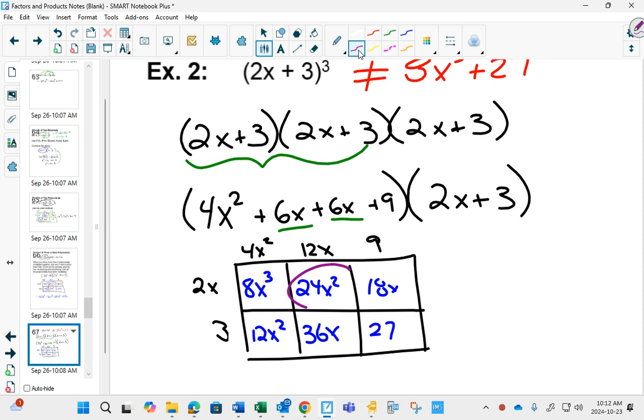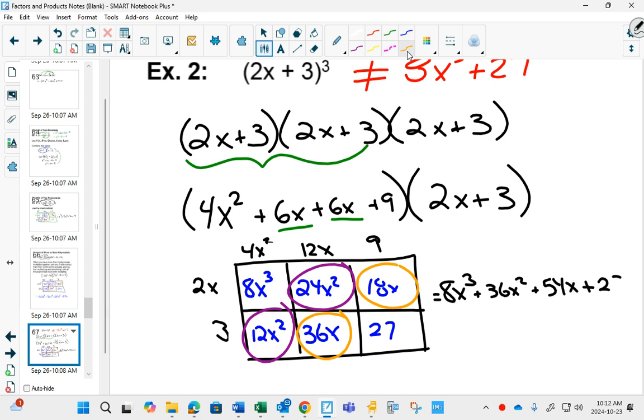Do we have any like terms? Yes, we do. So our final answer will be 8x cubed. So it has the 8x cubed from before, but it also has a 36x squared, a 54x, and it does have the 27 at the end.